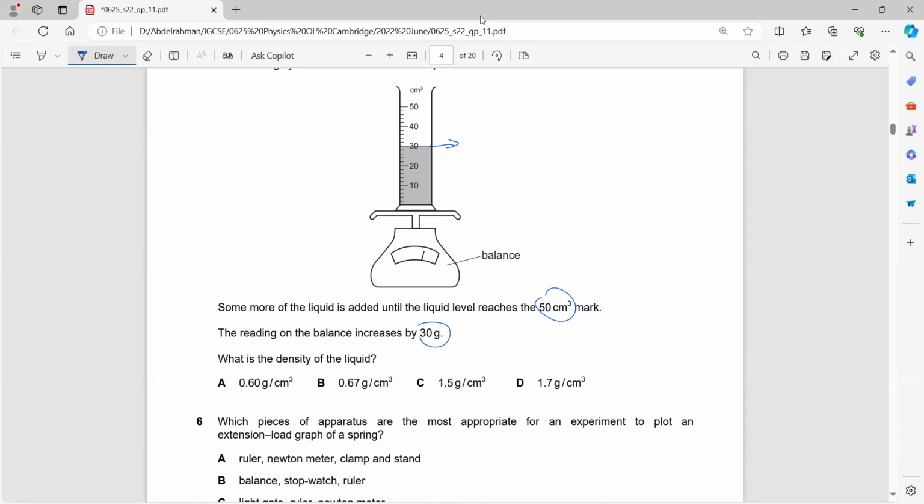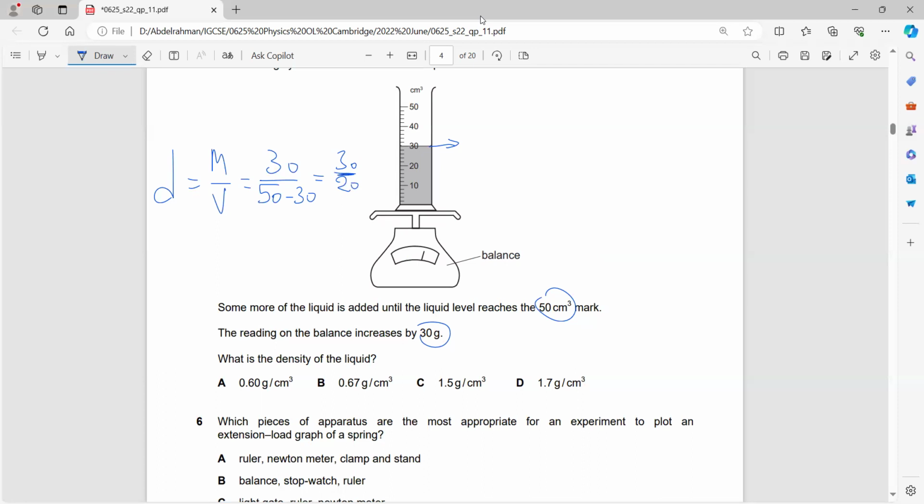So what are the steps? Density equals mass over volume. What is the mass? 30. Yes, it increased by 30. What is the volume? 50? No. The volume is 20. Why is it 20? It's 50 minus 30, which is 20. So it is 30 over 20.